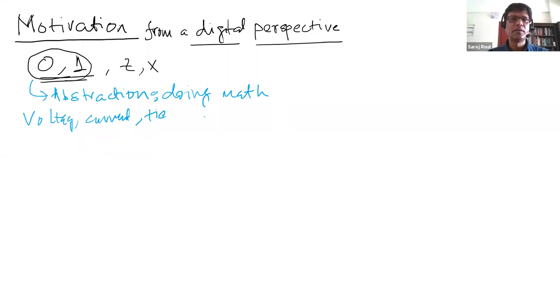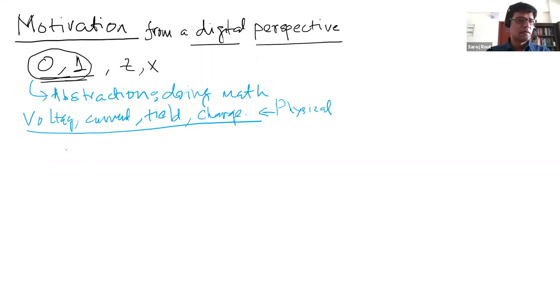All right, so you need a voltage, a current, a field, which is also voltage, charge, which per unit time is current. So you need to convert it into some physical quantity, right? Some physical quantity here. And one way to do that is, everyone is given a battery or a supply voltage, right?